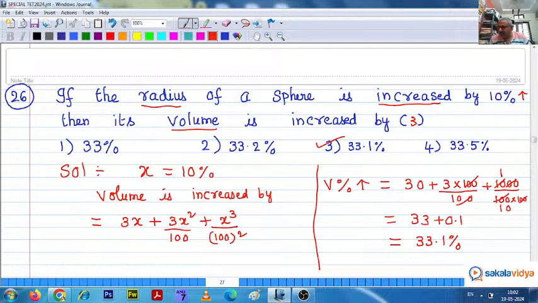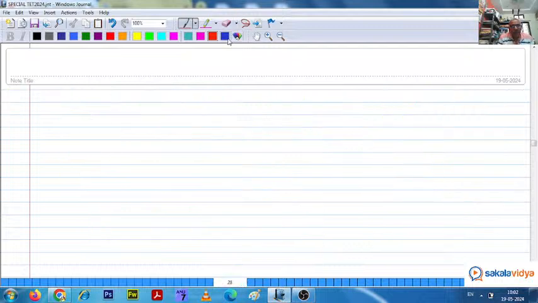Right, good morning Sai Kiran, welcome. Option 3, absolutely correct. 27th problem. Yes, Sivakeshu, absolutely correct.